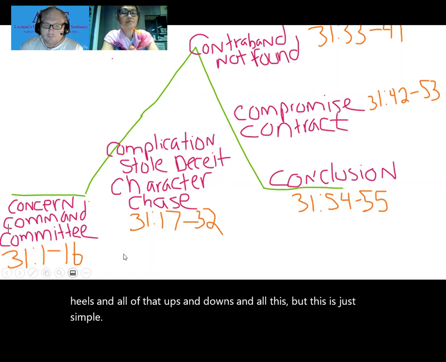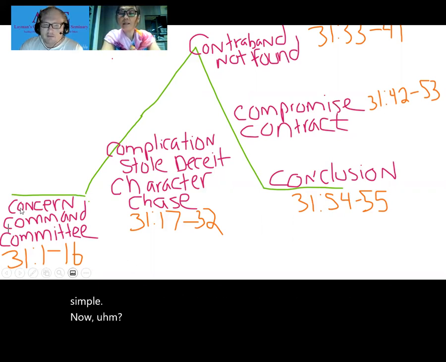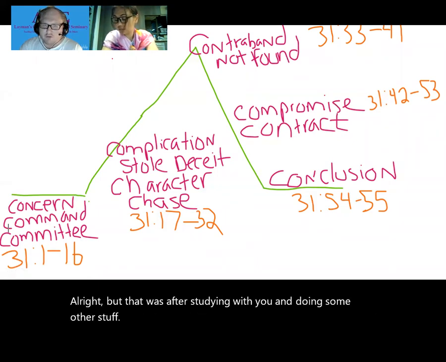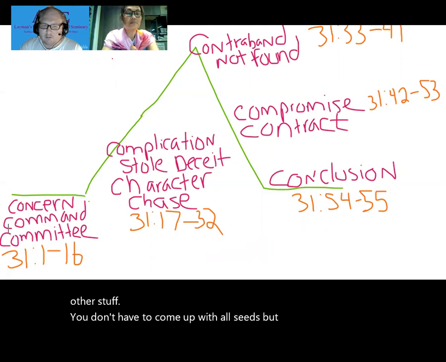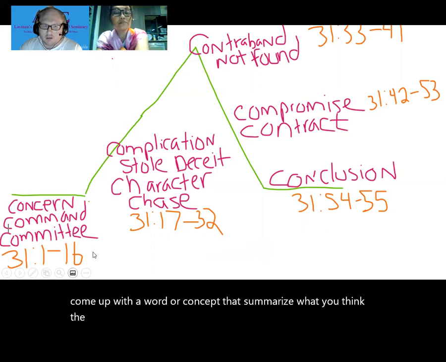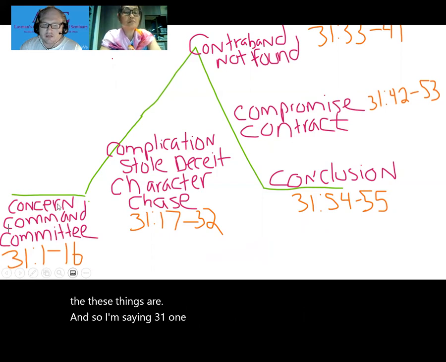Now, I later came and came up with all C's, but that was after studying with you and doing some other stuff. You don't have to come up with all C's, but the idea is that you come up with a word, a concept that summarizes what you think these things are. And so I'm saying chapter 31, verses 1 through 16. Go ahead, Janet, read.